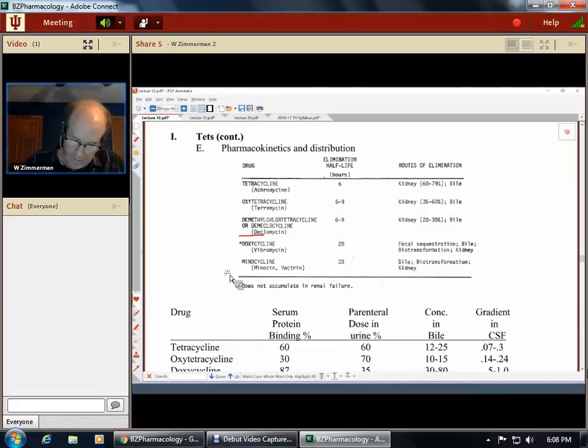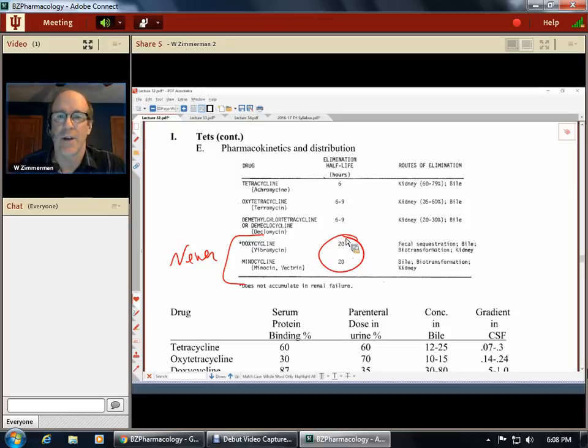So, looking at the half-life, again, the two bottom ones here are the newer ones. Look at the nice long half-life of doxycycline and minocycline, 20 hours. And therefore, much greater use. These are dosed sometimes just once a day, maybe twice. Whereas tetracycline at the very top there, well, probably a dose at Q6 hours.